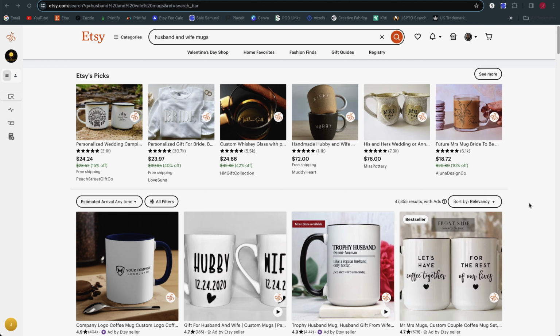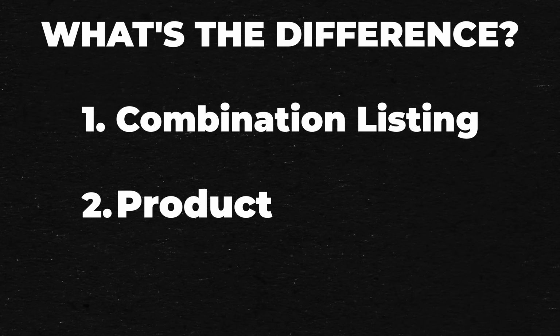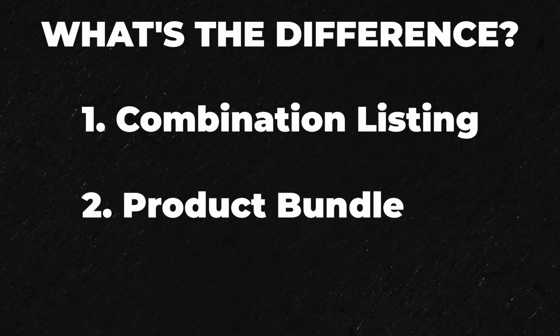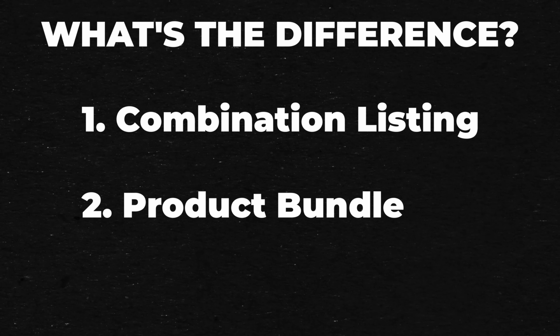All right, so there's three separate things that we are talking about here, but a lot of the time these questions come in kind of presented as a jumble of all of these different things. So first up, let's define what is a combination listing versus selling a product bundle. I do have videos about both of these topics.